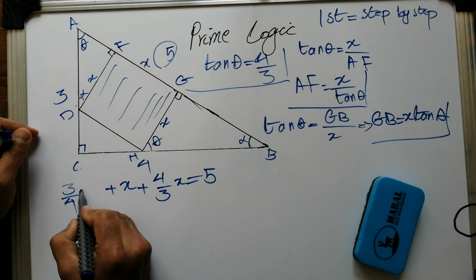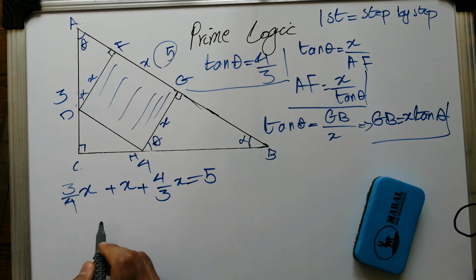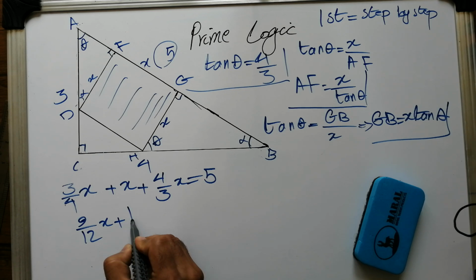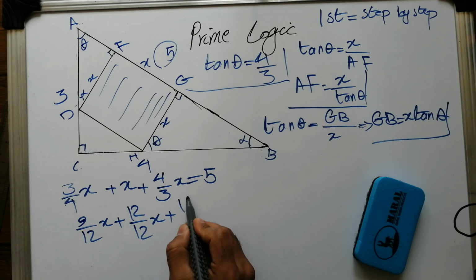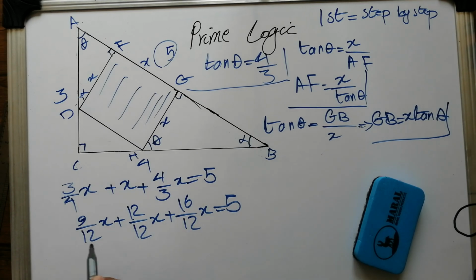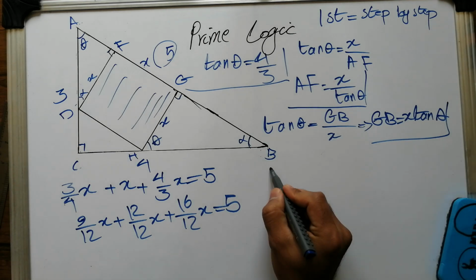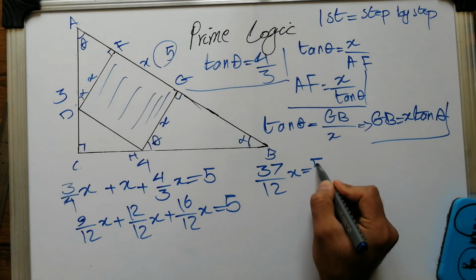So we can write this fraction as 3 over 4x, right? So let's now find this common denominator, which is 12. So 9 over 12x plus 12 over 12x plus 16 over 12x equals, the whole thing equals 5. So 9 plus 12, 21 plus 16, that's 37, which is 37 over 12x equals 5.